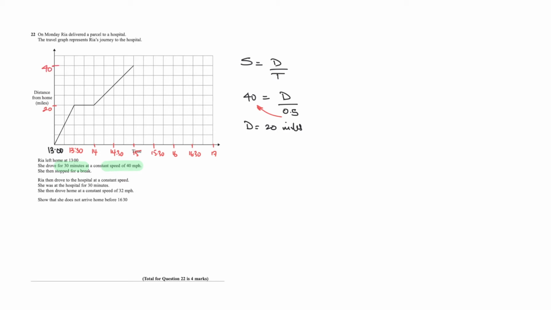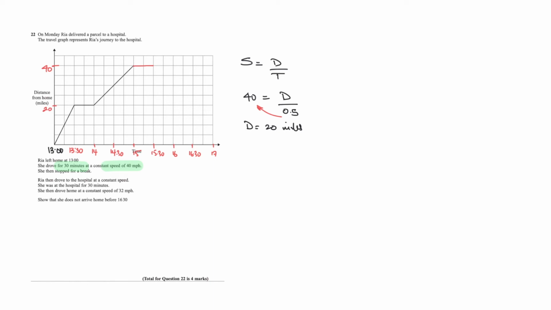Okay, let's carry on with the question and see what else happens. She then drove to the hospital at a constant speed. That's this bit here. When she gets to the hospital, she was at the hospital for 30 minutes. So up here, I will need a line to say that she has stopped moving for half an hour. Now that line is too long, so let's give that another go. Stop moving for half an hour. There we go. And then she drove straight home at a constant speed of 32 miles per hour. Show that she does not arrive home before 4:30.